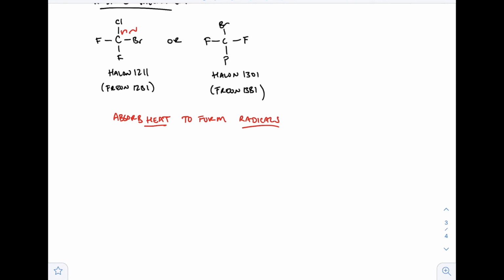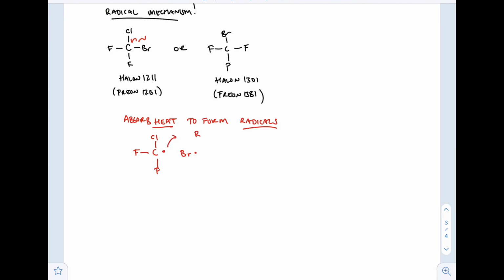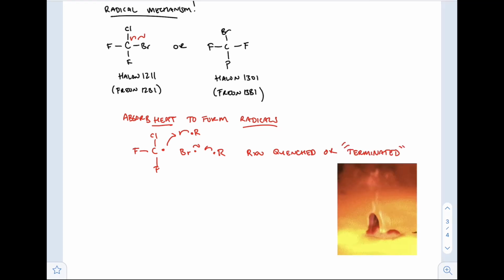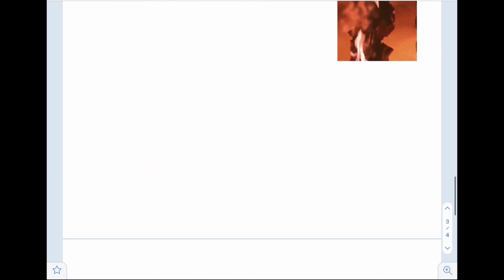And why would this be important and helpful in extinguishing fires? Well, I just told you that the combustion reaction mechanism is believed to be a radical mechanism, and the radicals in that combustion reaction will react with the bromine radical or the carbon radical, and the reaction is quenched or terminated. Told you I'm kind of extra, but it's all good.